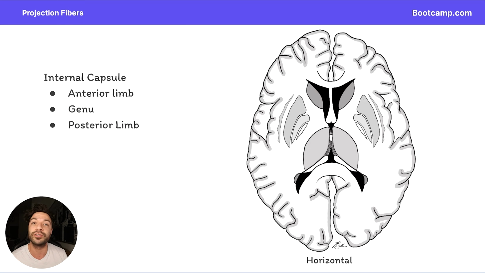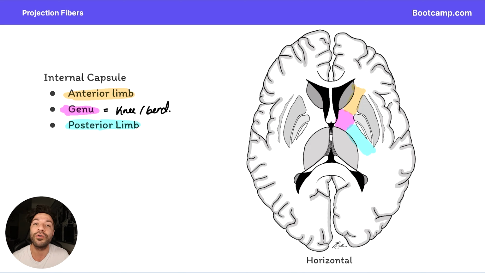So coming back to our internal capsule, looking at it from this horizontal section, you can see that it's actually divided into 3 segments. We're going to have the anterior limb, the genu, and the posterior limb. And like we said, genu equals bend or knee. So highlighting it on this image, here is going to be that internal capsule. And then if we look for that bend, this area right here, well, this is going to be that genu. Just anterior to the genu, we're going to have the anterior limb, and posterior to the genu, we're going to have the posterior limb.